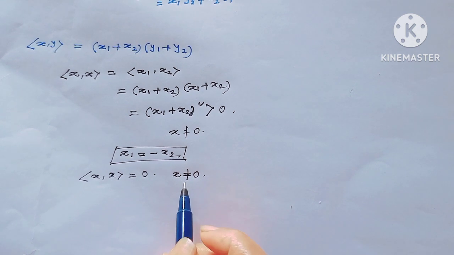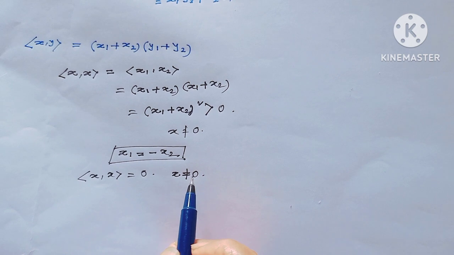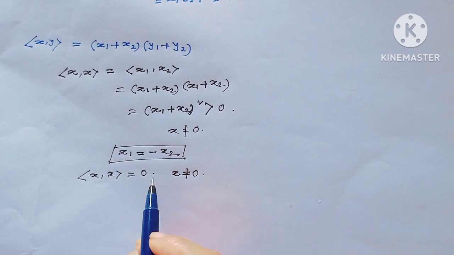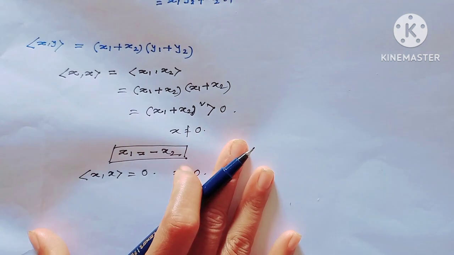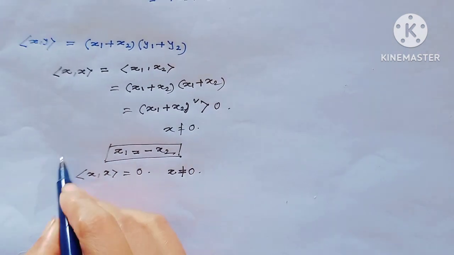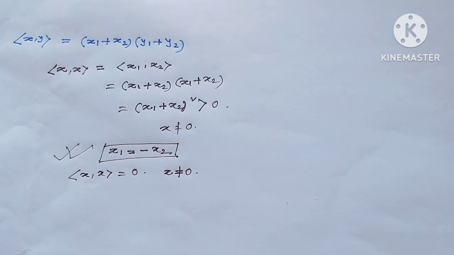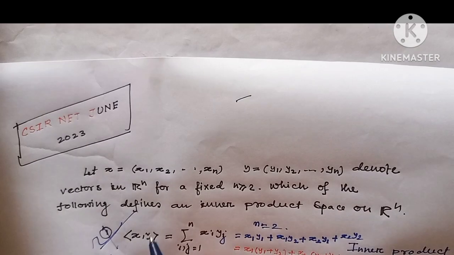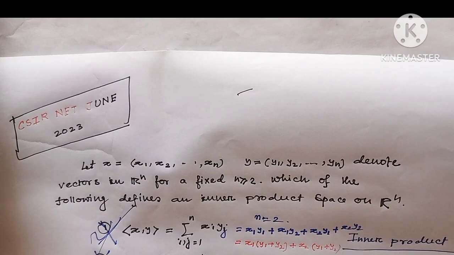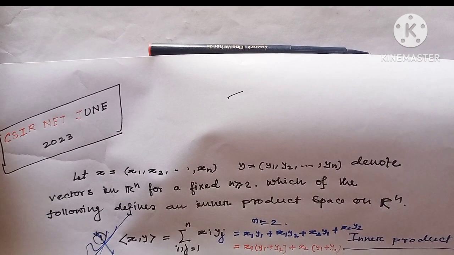Therefore I have got, for a non-zero value of x, the value of the inner product equal to 0. So this has broken the condition of an inner product. I hope all my viewers have understood. So option 1 is a wrong option. Option 1 is not an inner product.